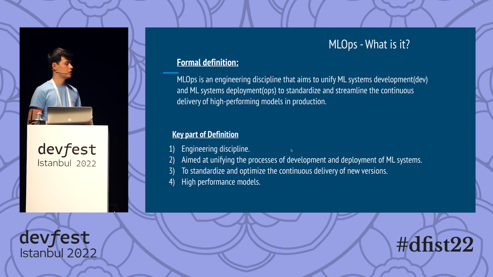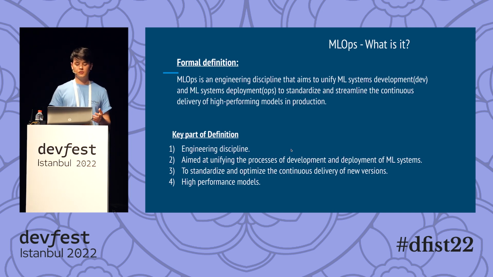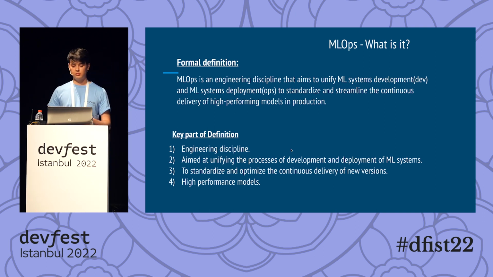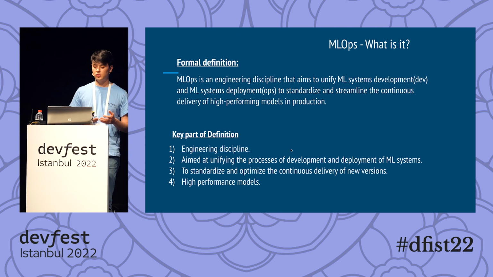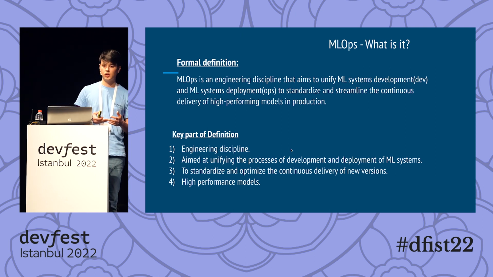From this definition, we can say that machine learning DevOps is an engineering discipline, and it's aiming to unify processes of development and deployment. Also, the task of machine learning DevOps is to standardize and optimize the continuous delivery, like the iterative process of deployment of machine learning systems to production. And mainly, when we talk about machine learning DevOps, we are talking about high-performance models at large scales.